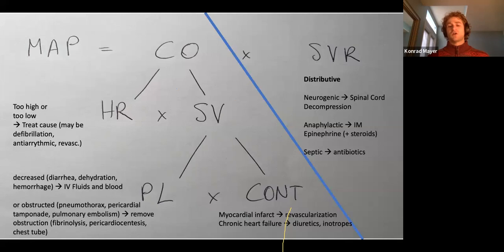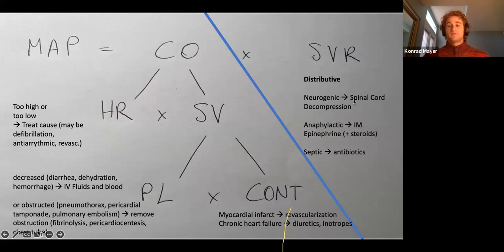So why are they in shock? Why do they have a problem with cardiac output? Or why do they have a problem with systemic vascular resistance? Let me start with the distributive shock and systemic vascular resistance. As I said, there are three forms: neurogenic, anaphylactic, and septic.